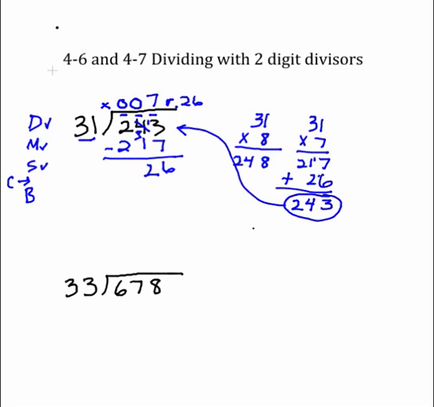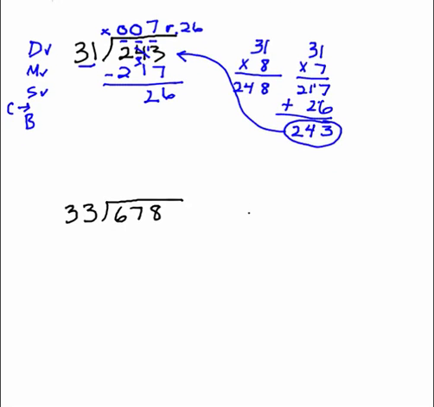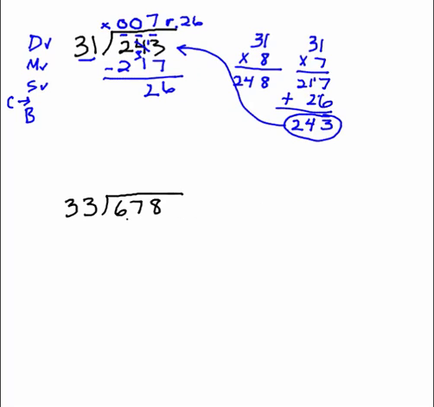Now let's go down and try this problem. 678 divided by 33. So again, we have to start by setting our problem up. For our reminders, every number in the house needs a number above it. Who lives in the house? Dad, Mom, sister, brother, and don't forget dog checkers. All right, ready to begin?